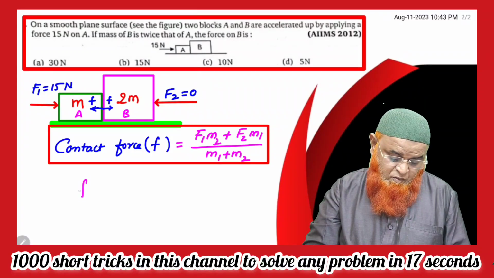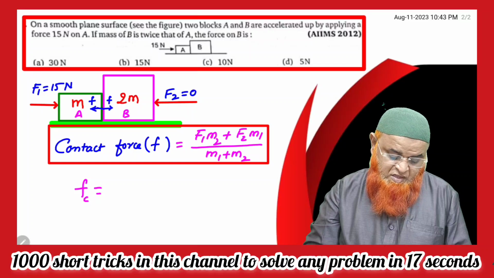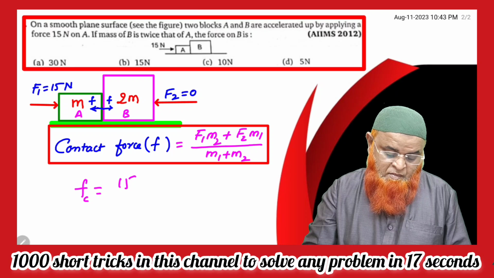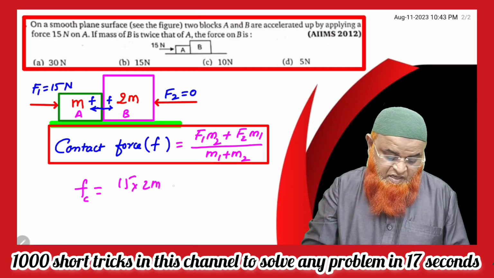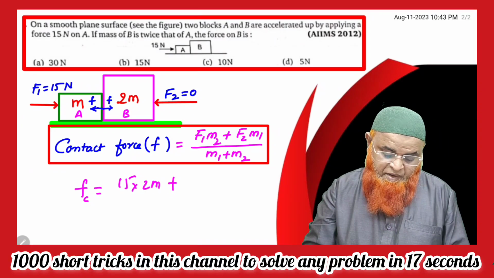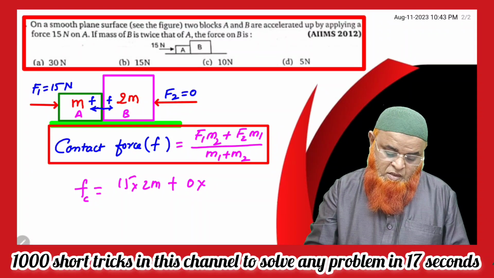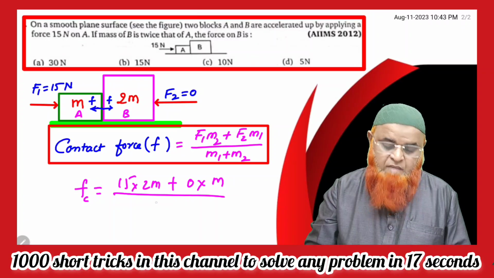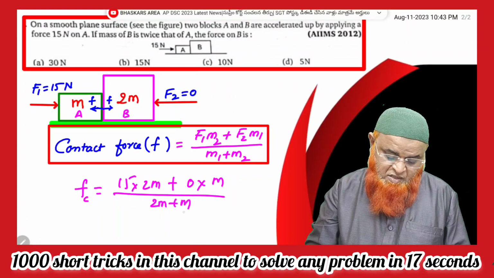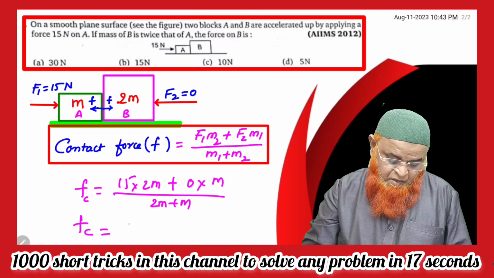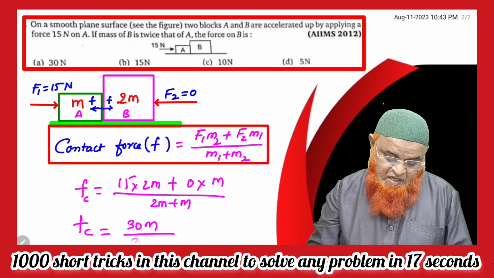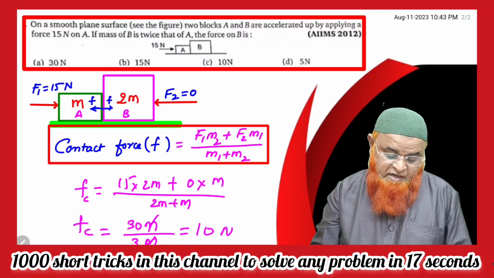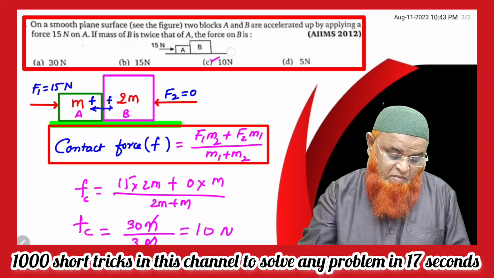So let us see here what is the contact force. F is equal to contact force, F1 means 15 into other side mass which is taken as 2m, plus F2 means 0 and this side mass that is taken as m, whole divided by m1 plus m2, that is nothing but 2m plus m. So Fc is equal to 30m by 3m. m gets cancelled. Your answer is going to be 10 newtons. That's it. Very simple formula is there.